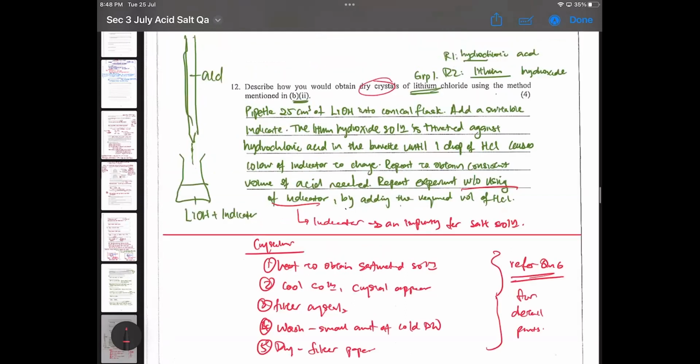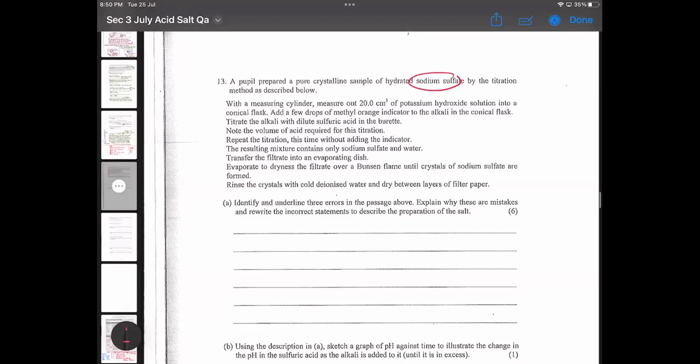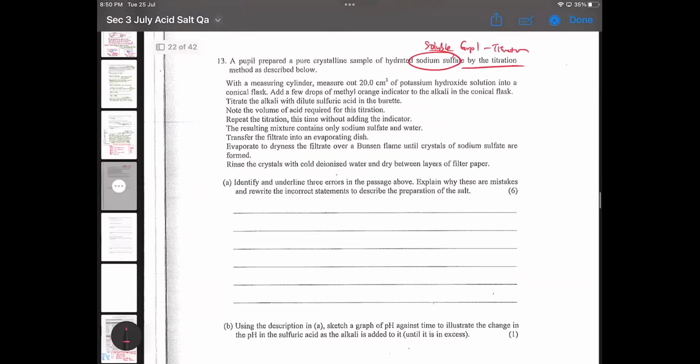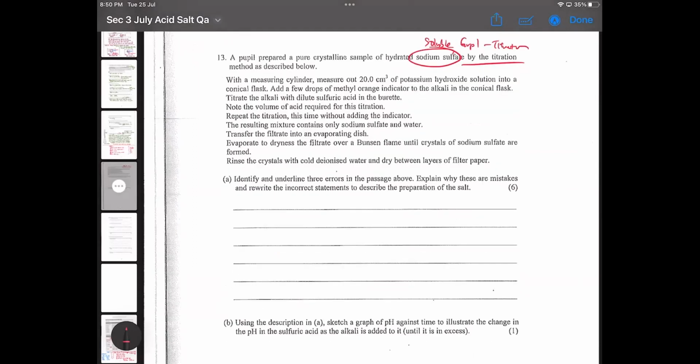Okay, so this is your group 1 titration. Any question? Soluble, group 1, straight away titration. We already did the steps. Can I give you a minute to look for the mistakes? There are 3 mistakes there.